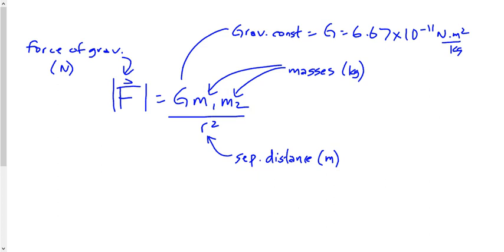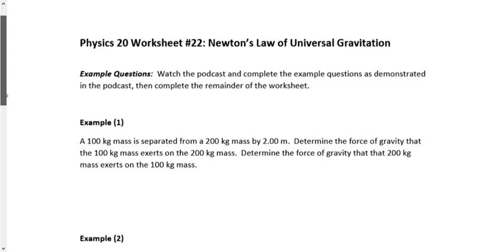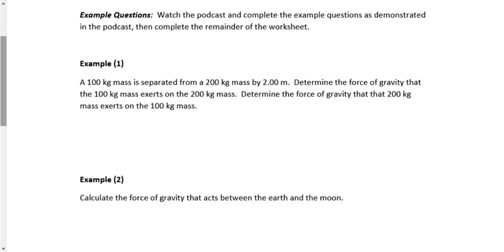If you forget that number, it's on your data sheet. You can just check the back of your data sheet to get that for your quiz, for your test, or for your worksheet that you're going to work on in a few minutes. Today what we're going to do is use this equation to answer some questions, starting with example number 1 on your handout. Example number 1 says a 100 kilogram mass is separated from a 200 kilogram mass by 2 meters.